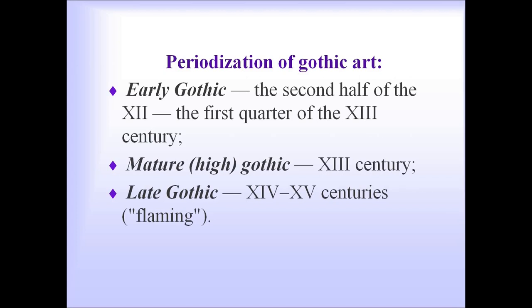There is the periodization of Gothic art. We start with the Early Gothic period that lasted from the second half of the 12th century to the first quarter of the 13th century. Then mature or High Gothic, which was in the 13th century. And finally, Late Gothic, another title is Flaming Gothic, from the 14th century up to the 15th century. And as I have mentioned, in some countries we are dealing with the period from the 14th century up to the end of the 16th century.